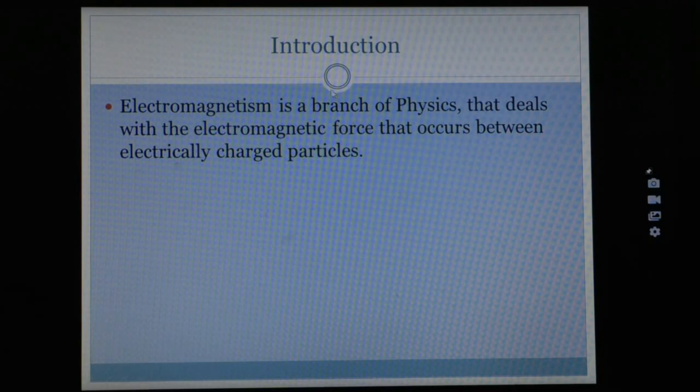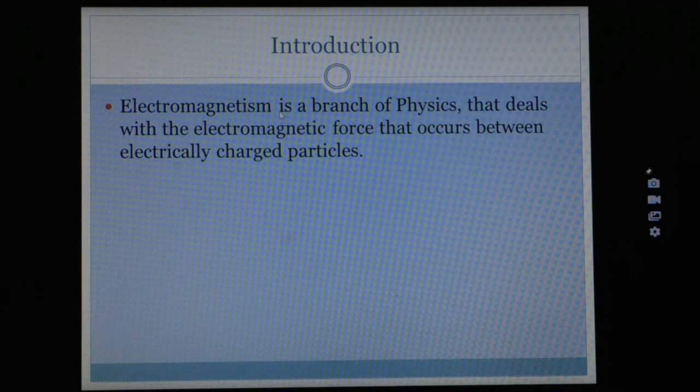Electromagnetism is basically a branch of physics. You can see here, it's a combination of electricity and magnetism. So electromagnetism means electric current and magnetism. When electric current passes through a material, then according to the effects of electric current, we observe magnetism.